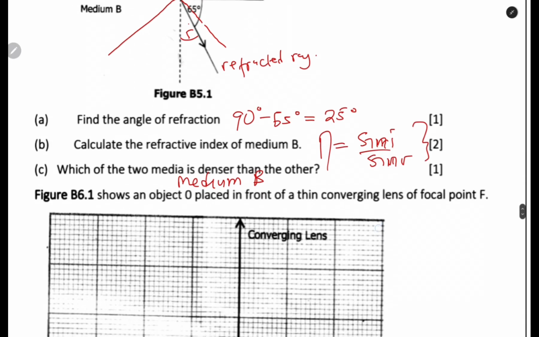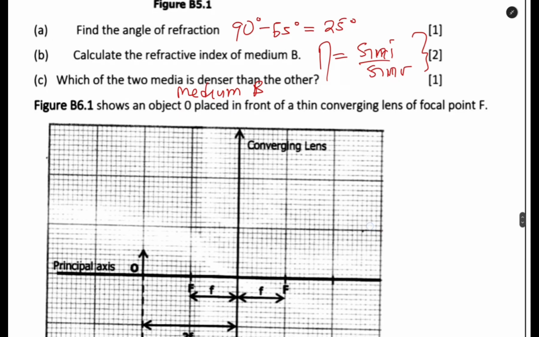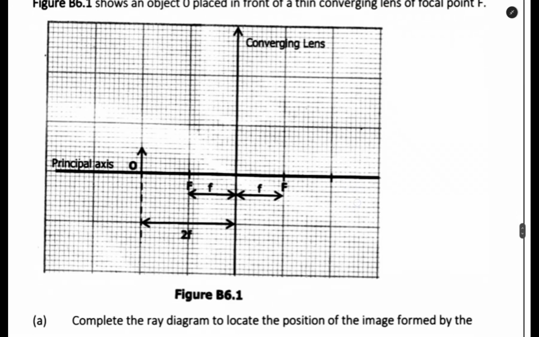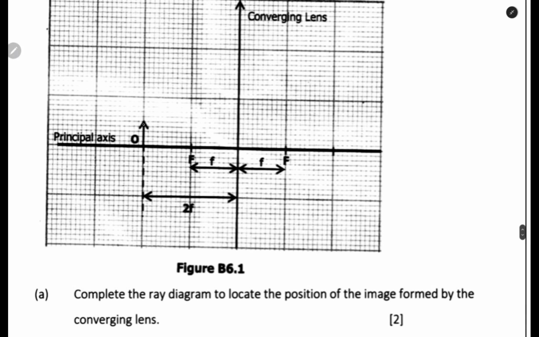Then for this question, figure B6.1 shows the object O placed in front of a thin converging lens of focal length F. Complete the ray diagram to locate the position of the image formed by the converging lens. So we have the object right here, and this is the converging lens. Rule number 1, we draw a line on top that is parallel to the principal axis, and when it hits the lens, it passes through F.